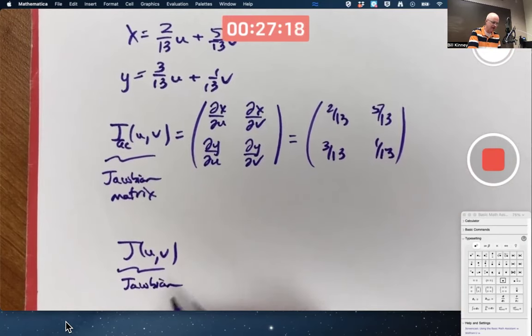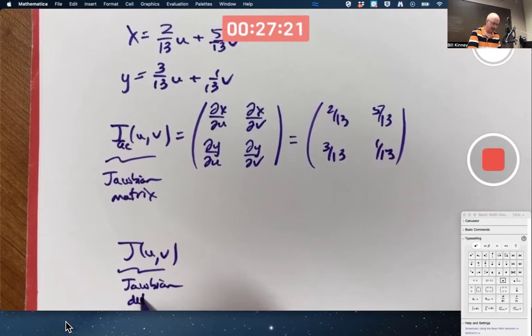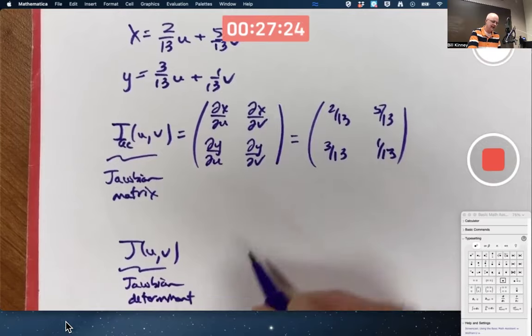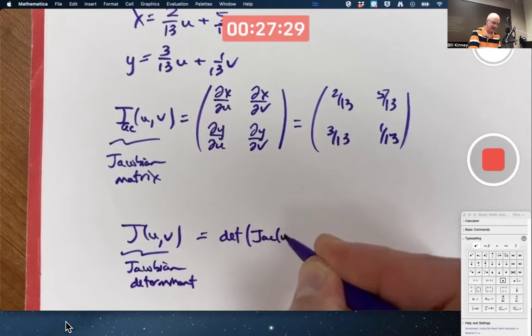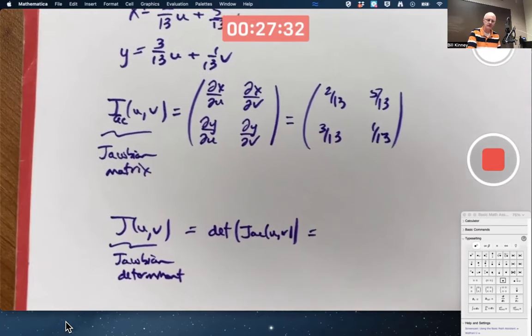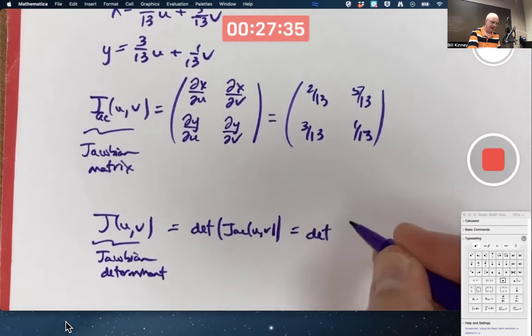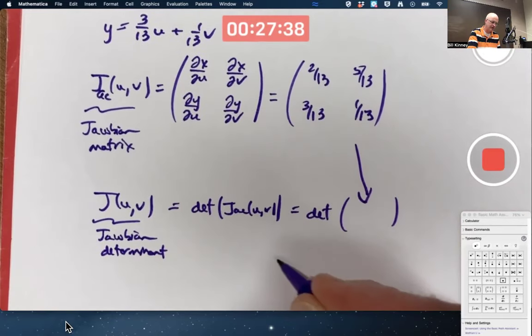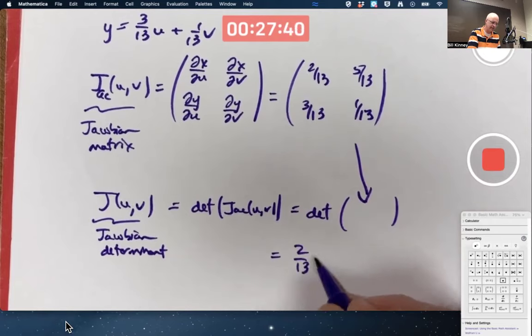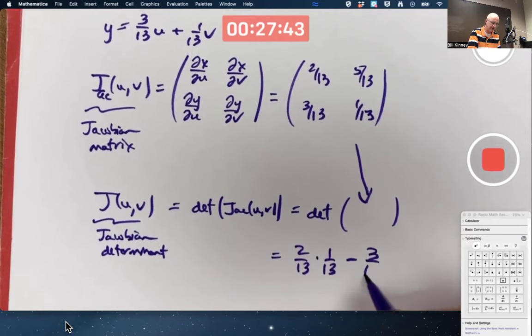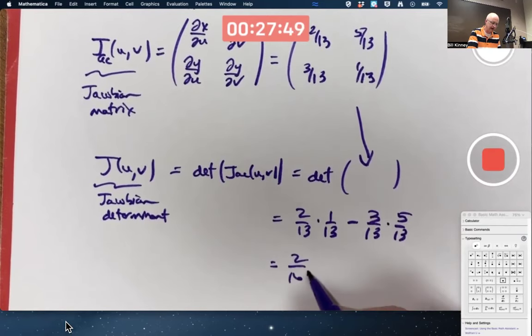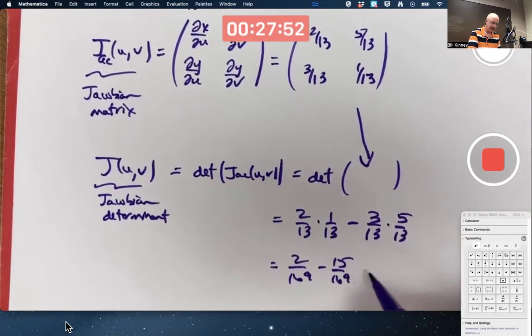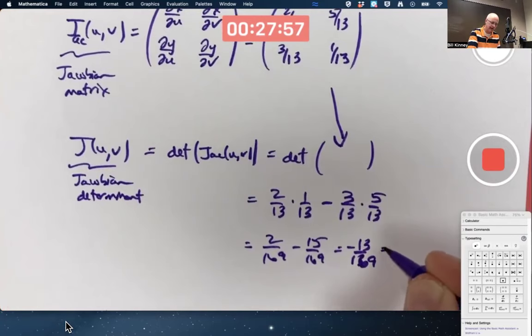which the reading calls just Jacobian, but I don't like that, is the determinant of the Jacobian matrix. Yes, this is weird notation. Determinant of this thing, it's a 2x2 matrix. Determinant's easy to compute. 2/13 times 1/13 minus 3/13 times 5/13 becomes 2/169 minus 15/169 is negative 13/169, which does simplify nicely to negative 1/13.